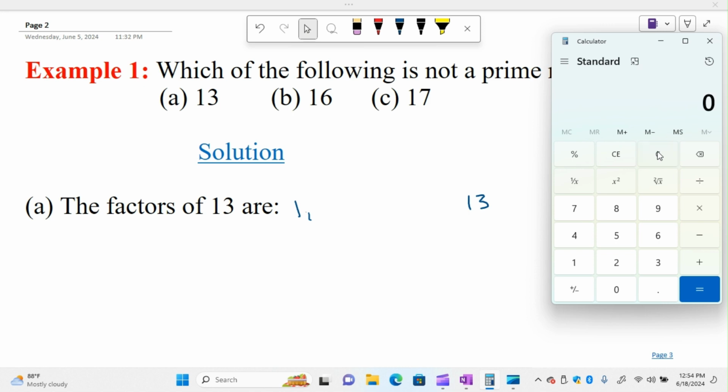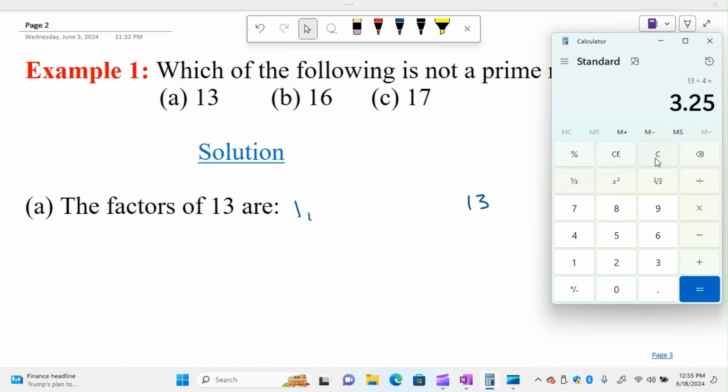So let me try another one. After 3, we are testing 4 now. 13 divided by 4, our outcome is 3.25. As long as we have a decimal part, then 4 is not a factor of 13. If you continue like that, by testing 5, testing 6, testing 7, and so on, up to 12, you will not have any one of them be a factor of 13.